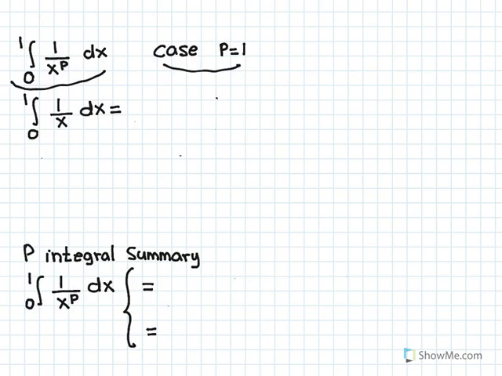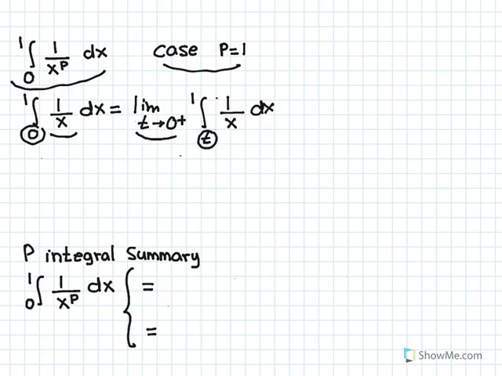That means the exponent is 1, so we just get 1 over x dx. So this can be rewritten in proper form: limit as t approaches 0 from the plus side of the integral from t to 1, 1 over x dx. And again, the discontinuity is at 0, so we replace that discontinuity by t, and take the limit as t approaches 0 from the plus side.